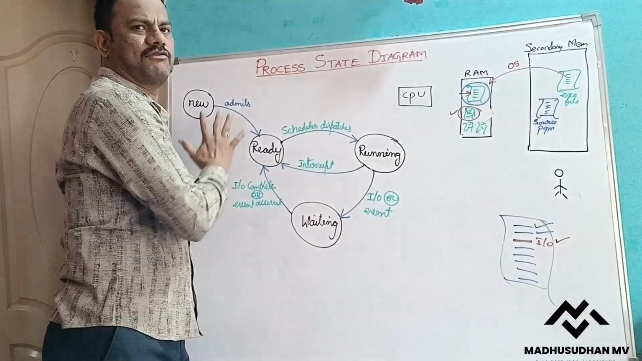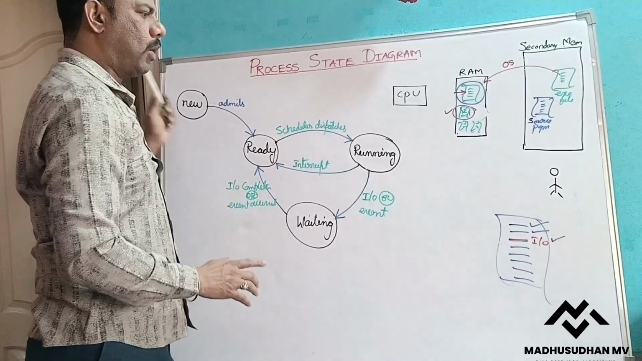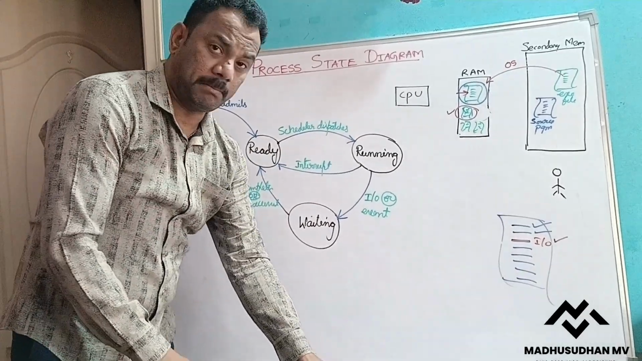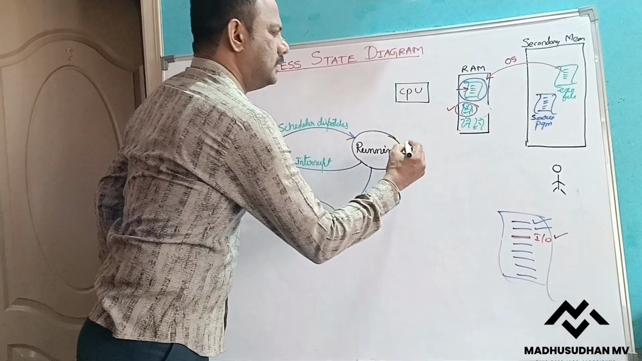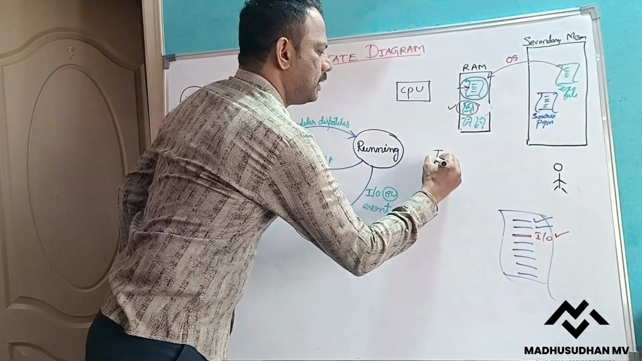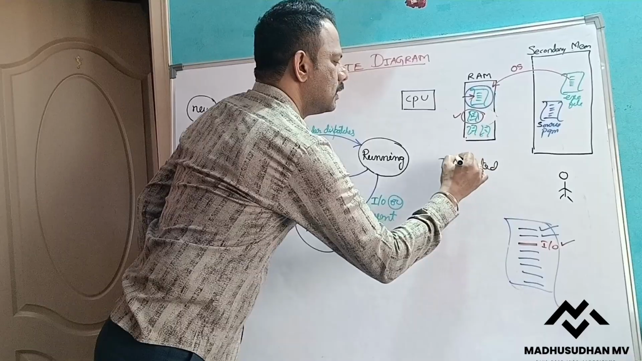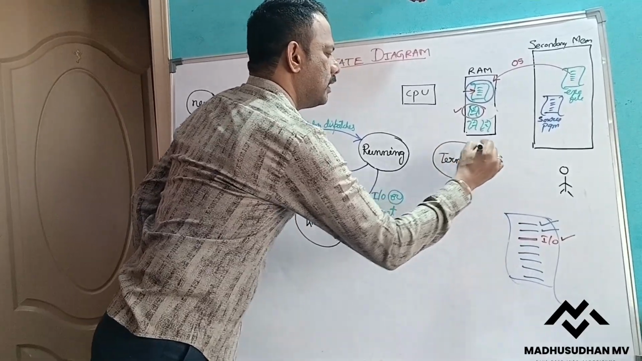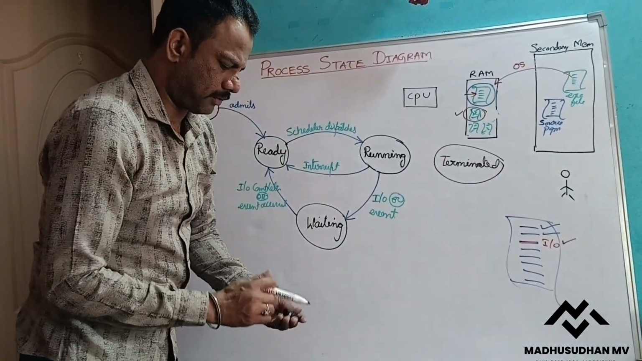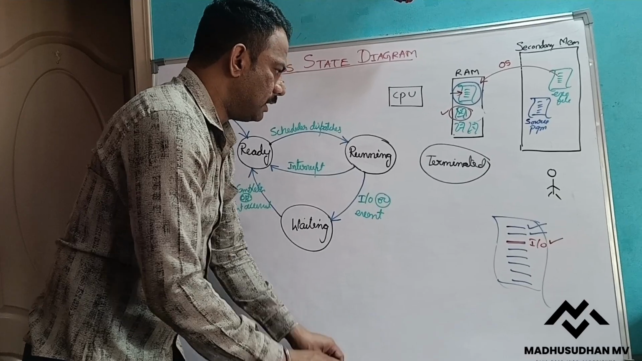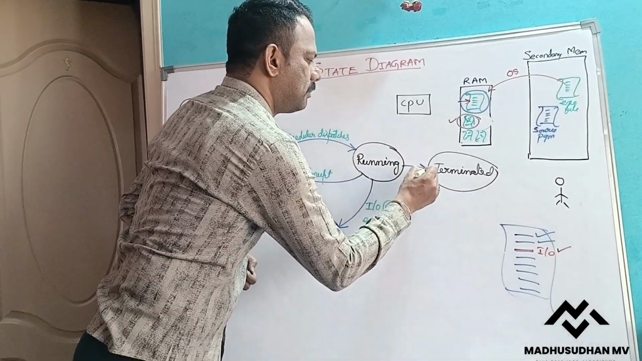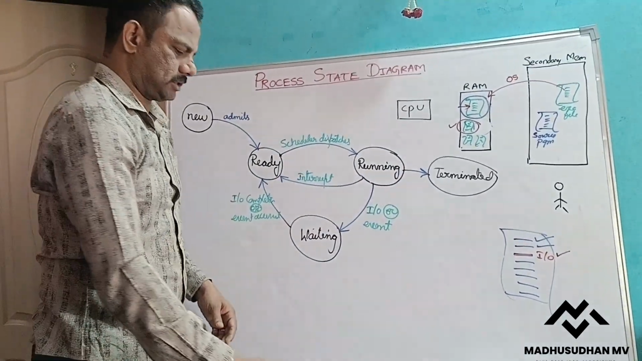This is the entire life cycle of the process. Once our running program completes its entire task, then it goes to what? The terminated state. It always goes from the running state to the terminated state once it completes.